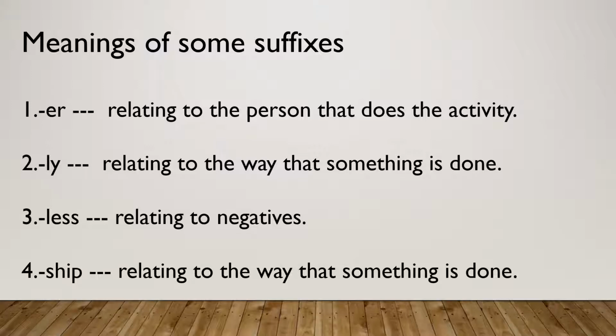Understood? Now the third suffix is less, relating to negatives. For example student, helpless, careless. It's related to negativity. Now the fourth one is ship, relating to the way that something is done. Friendship, membership are some examples.